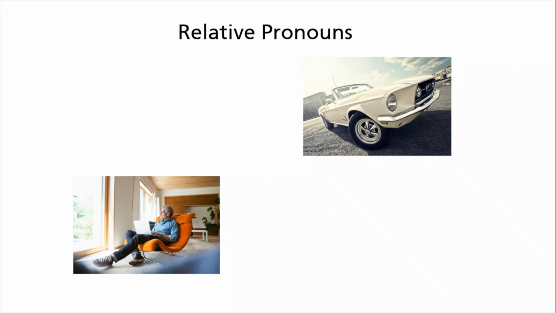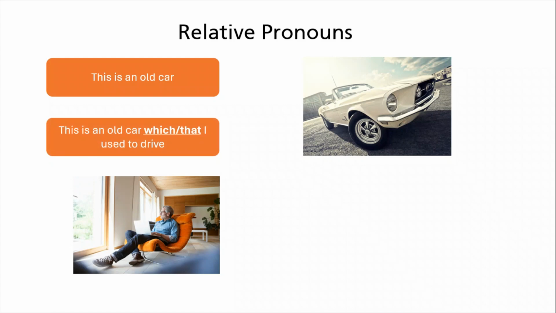Here we have two pictures. The first one is a car and the second one is a man sitting at a window. Let's talk a little bit about the first picture. The first thing we can say is that this is an old car, and this just describes it. With the relative clause or relative pronoun here, we can change the information. So now this is an old car, but it's a car I used to drive. So we combine the information and we say this is an old car which or that I used to drive.